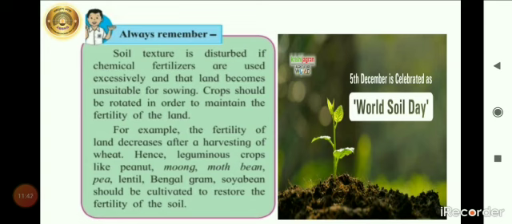Soil texture is disturbed if chemical fertilizers are used excessively and that land becomes unsuitable for sowing. Crops should be rotated in order to maintain the fertility of the land. For example, the fertility of land decreases after harvesting of wheat. Hence, leguminous crops like peanut, mung, moth bean, pea, lentil, Bengal gram, soybean should be cultivated to restore the fertility of the soil.